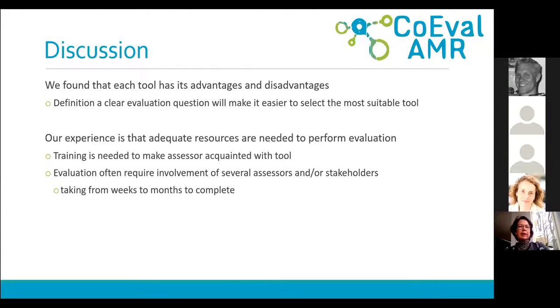Summing up, we found that each tool has its own advantages and disadvantages. And again, it is required to have a clear evaluation question that will make it a lot easier to select the most suitable tool. Our experience is also that adequate resources are needed to perform the evaluation, and training is needed to make the assessor acquainted with the tool. Moreover, the evaluation often requires involvement of several assessors or stakeholders, and you should be aware that it may take weeks to months to make a full evaluation.